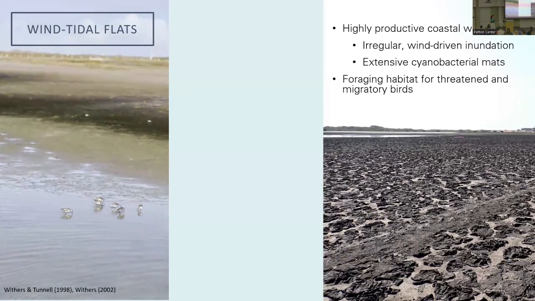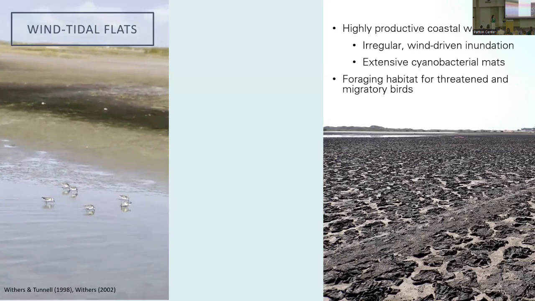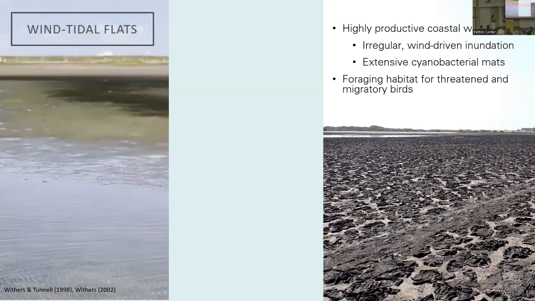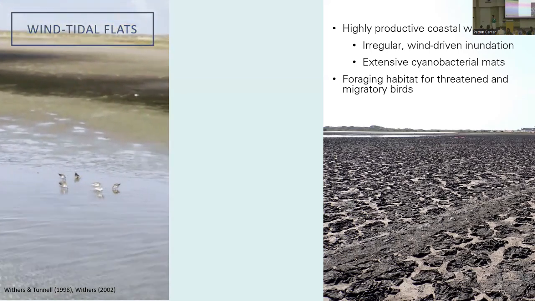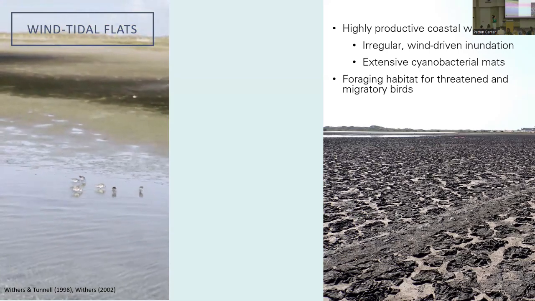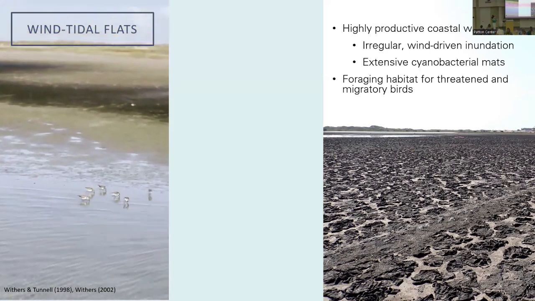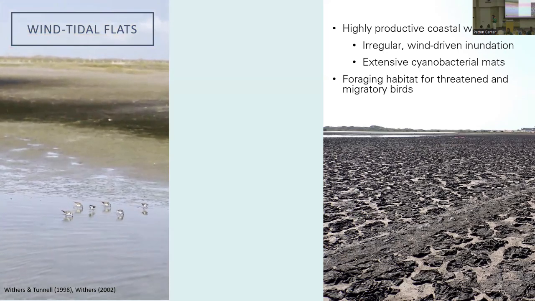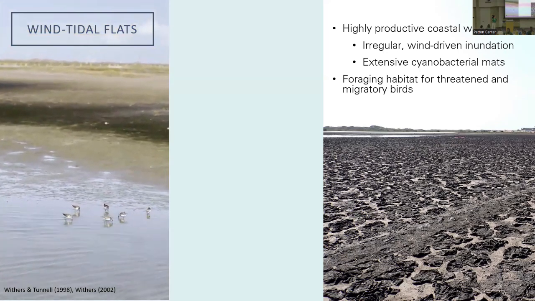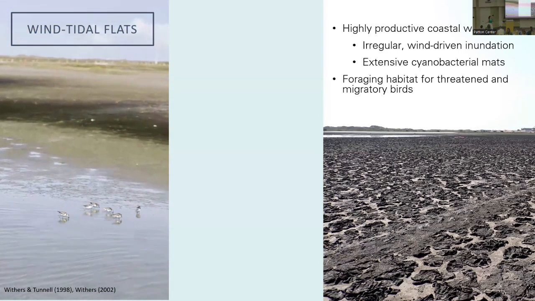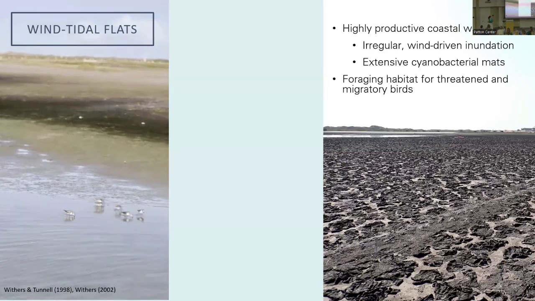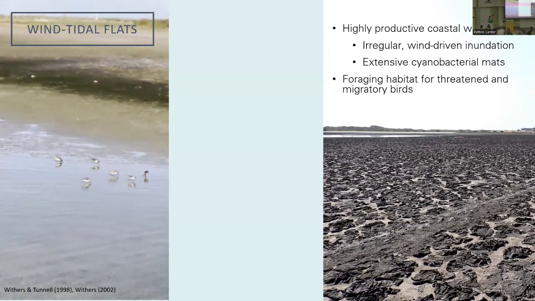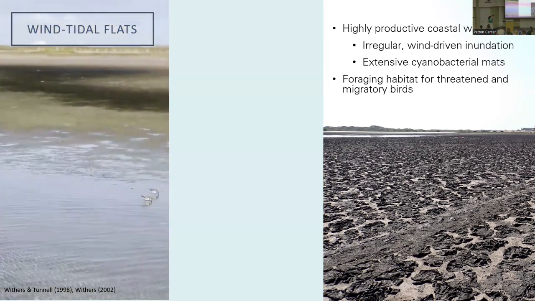And these wind tidal flats are often characterized by conditions such as hypersalinity and intense solar radiation. And such extremes foster the growth of extensive cyanobacterial mats rather than typical marsh vegetation, as you can see in this photo here on the right. And these cyanobacterial mats are a critical link to higher trophic levels. While it may not look like it, they do support communities of benthic fauna, making these habitats prime foraging ground for migratory birds that overwinter on the Texas coastline.